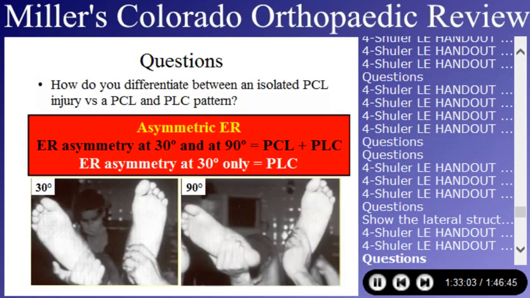How do you differentiate between an isolated PCL injury and a PCL and PLC pattern? It's probably covered by Dr. Miller in his lecture. Asymmetric external rotation. External rotation asymmetry at 30 degrees only is posterolateral corner.